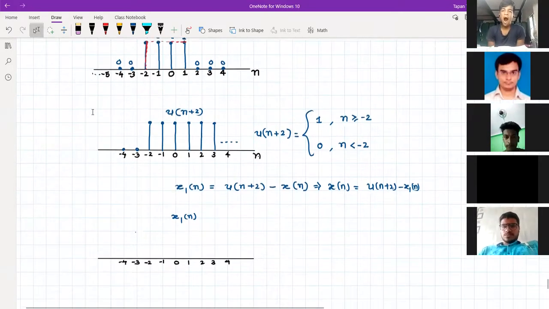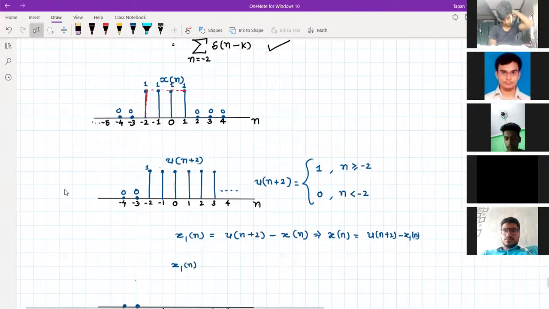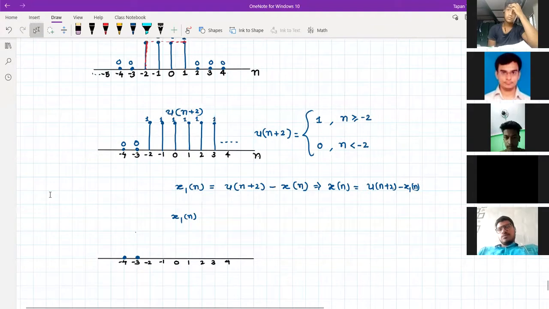What will you get? At minus 4, 0 minus 0, and it is 0. At minus 3, 0 minus 0, so you get 0. At minus 2, 1 minus 1. So what will you get? It's 0.